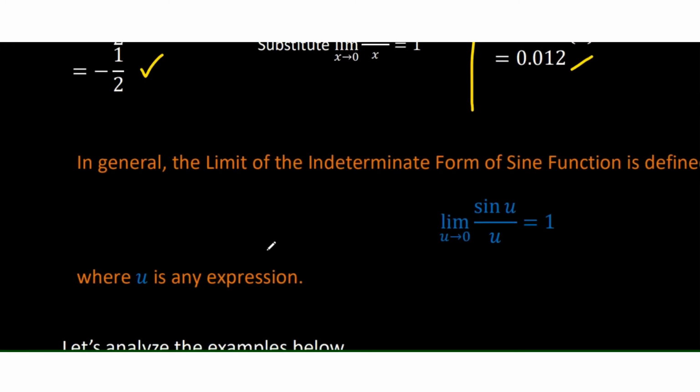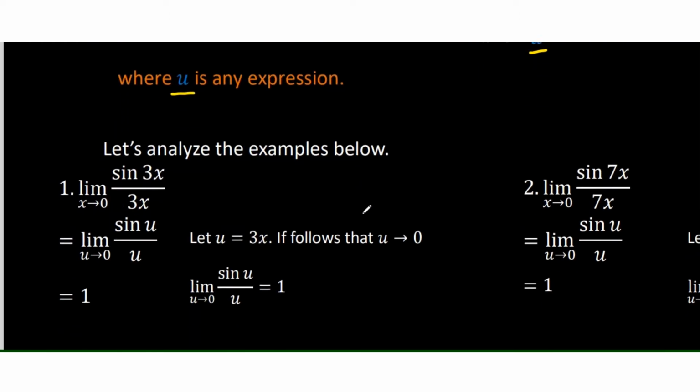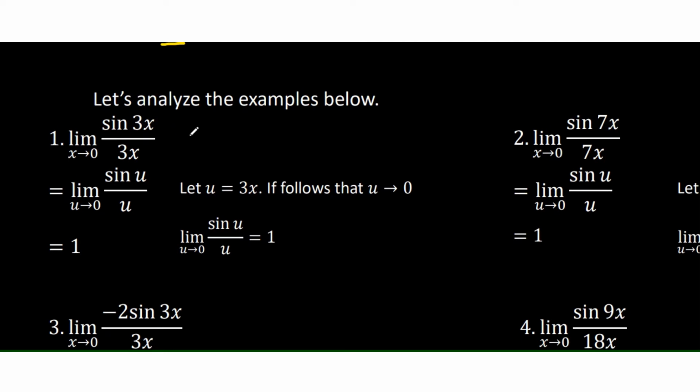Now, the general form of the limit of the indeterminate form of sine function is defined by the limit of sine u over u as u approaches 0 is 1. And again, we just need to take note that u can take any value or any expression. So it means that we need to have the same expression as the angle measurement and the denominator, just like this.